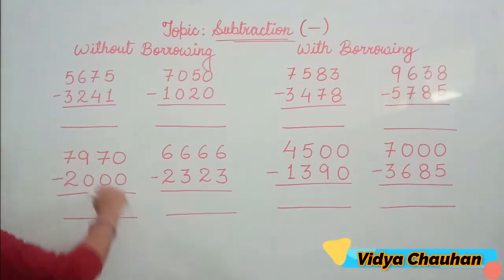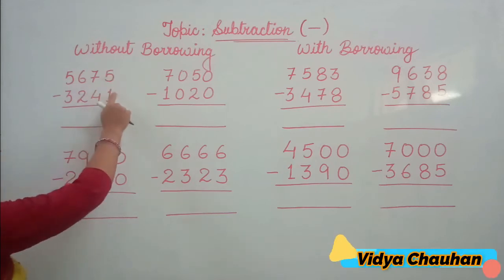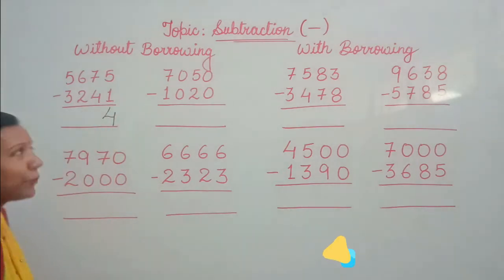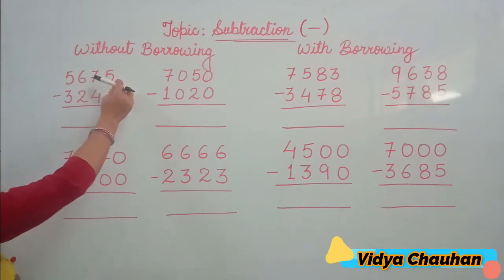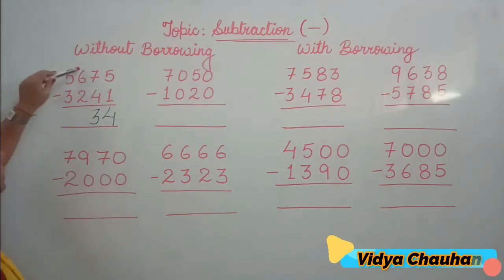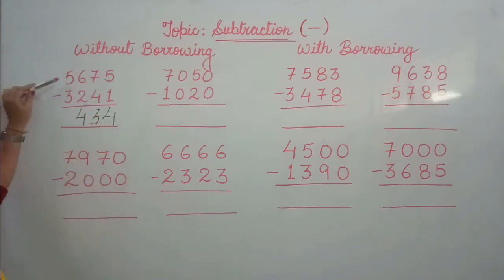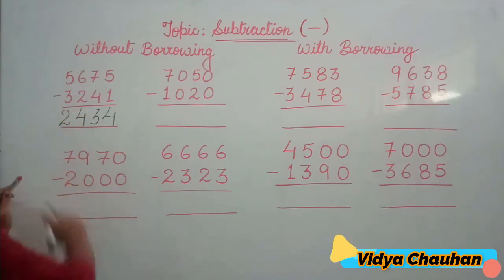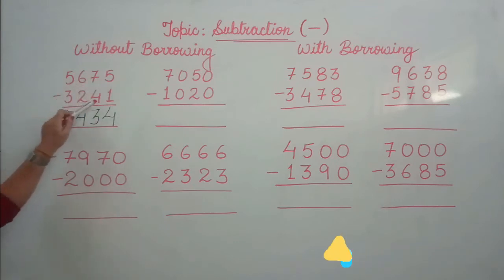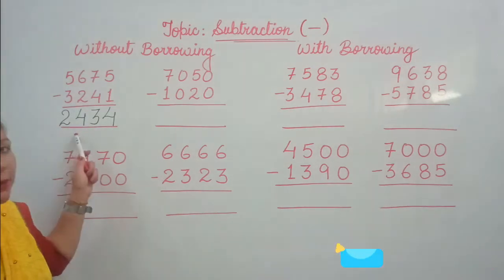Okay students? So starting the subtraction from the extreme right side, 5 minus 1. What is 5 minus 1? It is 4. The second place, that means tens place, 7 minus 4. What is 7 minus 4? It is 3. Then the hundreds place, which is 6 minus 2. And what is 6 minus 2? It is 4. 5 minus 3 and the answer is 2. So the subtraction value for 5675 minus 3241 is 2434.